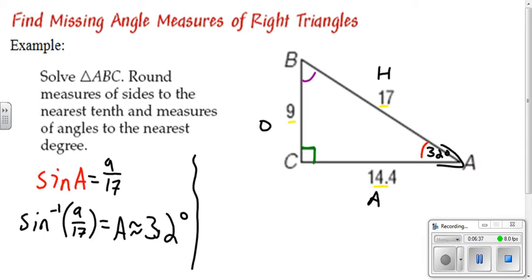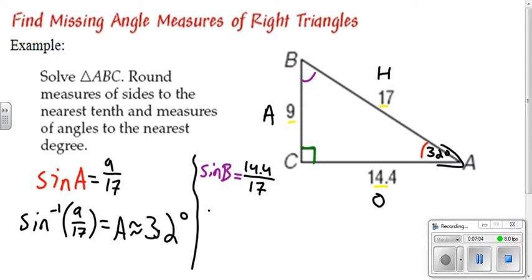So we would say then, let's use sine again. We'll do sine of B equals, in this case, for B, these are going to be flipped. B's opposite is over here, and B's adjacent is over here. So the sine of B would be 14.4, the opposite, over hypotenuse, which is 17.